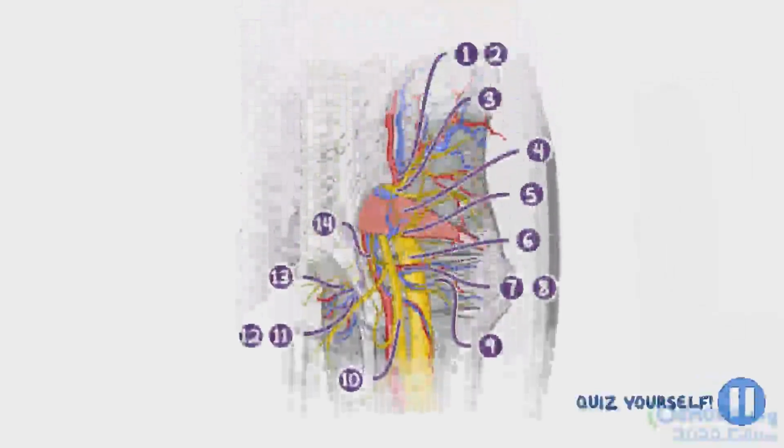Now another test. Can you label the 14 structures that come out of the greater sciatic foramen? Here's a hint. One of them is a muscle.